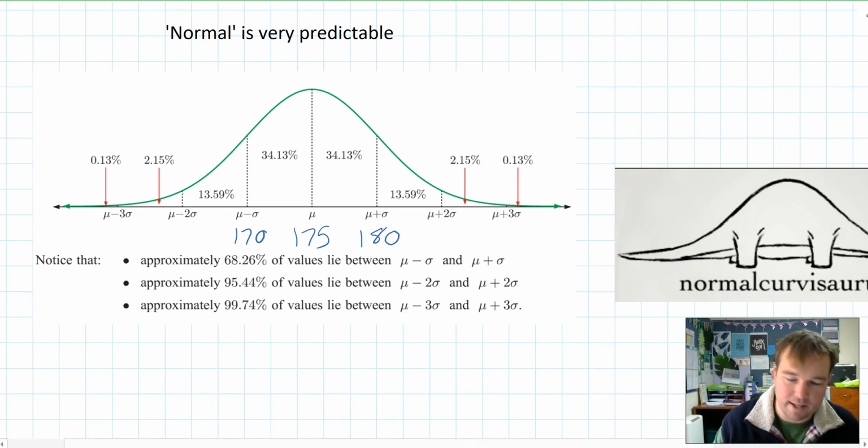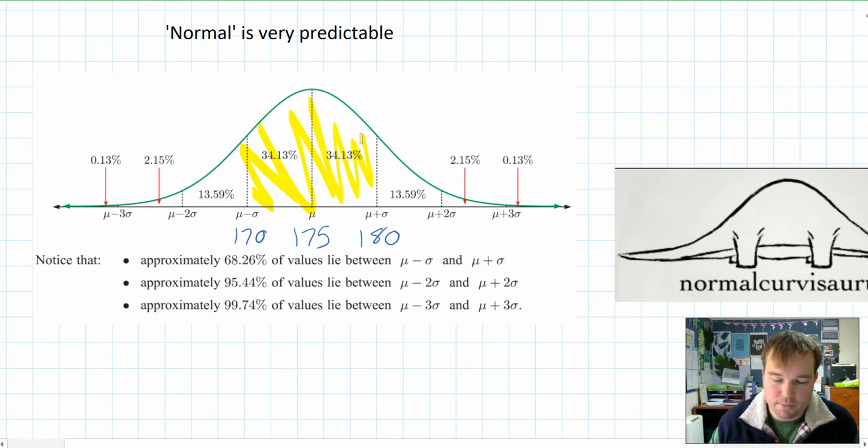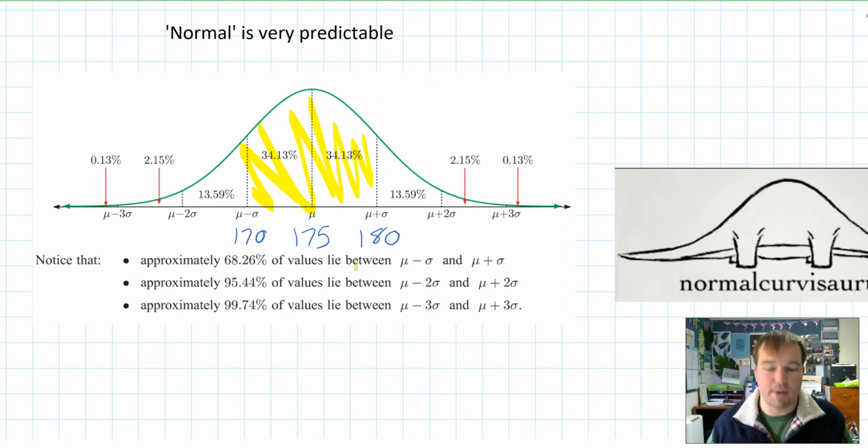What this is saying is that 68.26% of men lie within 1 standard deviation of the mean. And this applies to everything. So 68.26% of babies' weight, IQs, etc. lie within 1 standard deviation of the mean. 1 standard deviation up, 1 standard deviation down gives us 68% of the data set.